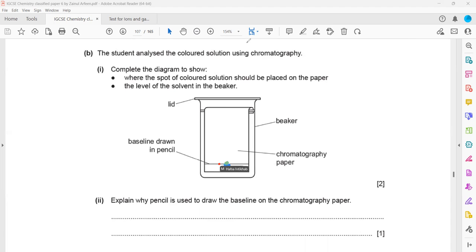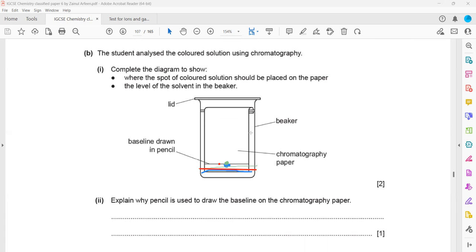Where will the level of the solvent in the beaker be at the beginning of the experiment? In the beginning, it should be below the origin. So the level of the solvent should be below the origin. And the spot you can mention.